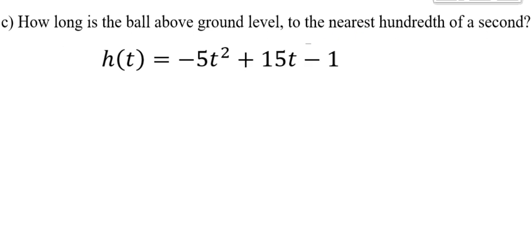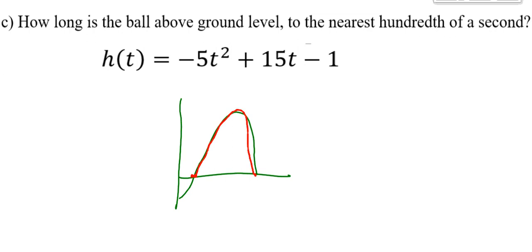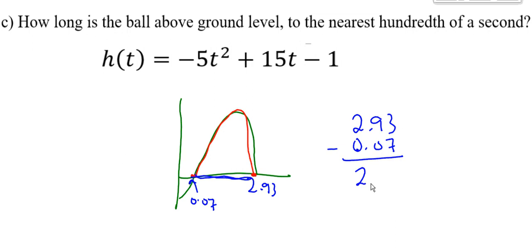And then what about the answer to this one? How long is the ball above ground? So again, I'm going to draw this little picture. The ball is above ground for all of this time that I'm tracing out in red. And so we know that this is 2.93, but it starts off below ground, and it's not until 0.07 seconds that it gets to above ground. So I need to know how long it is in between these two numbers, which means I need to subtract 0.07 from 2.93, and that's 2.86. So the answer is that it is above the ground for 2.86 seconds.